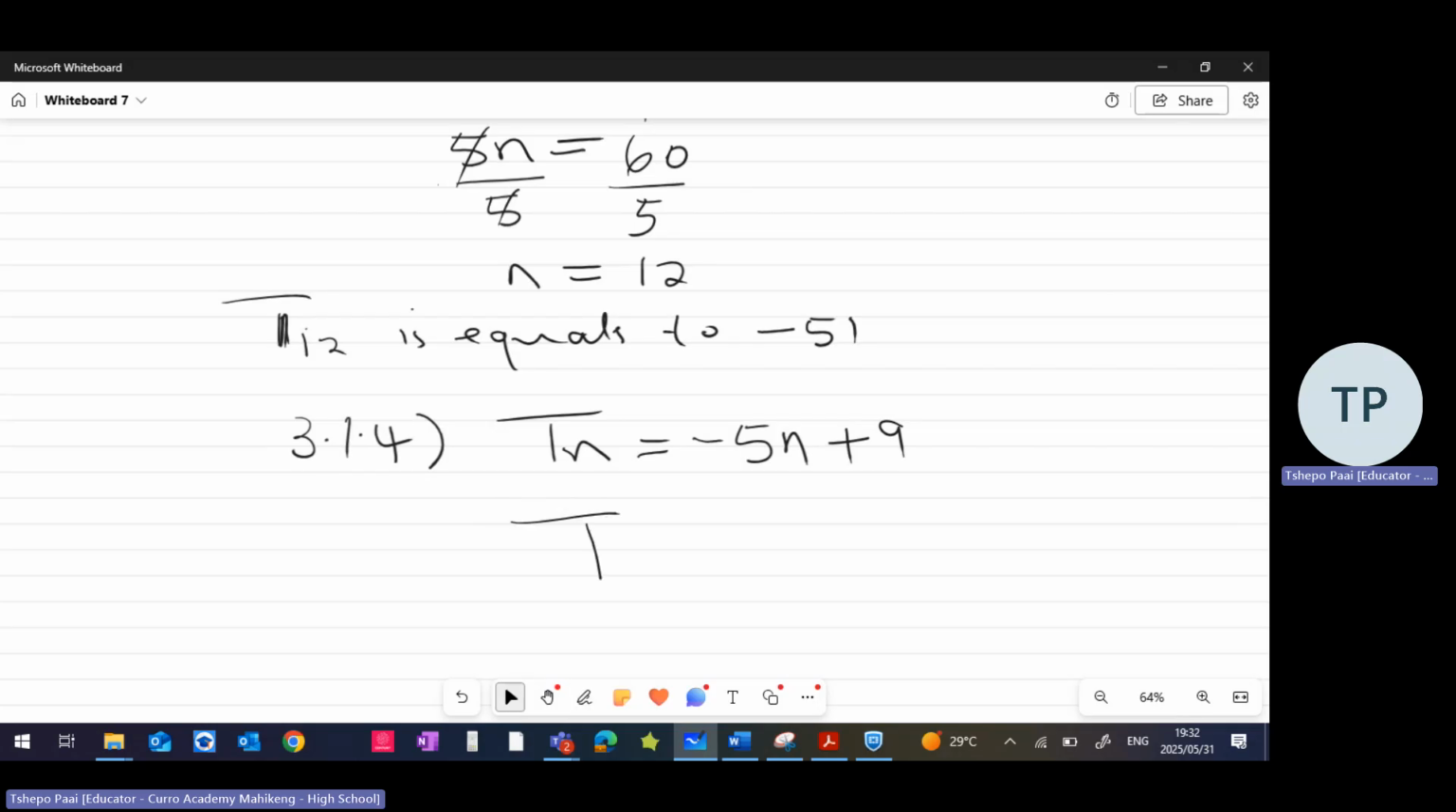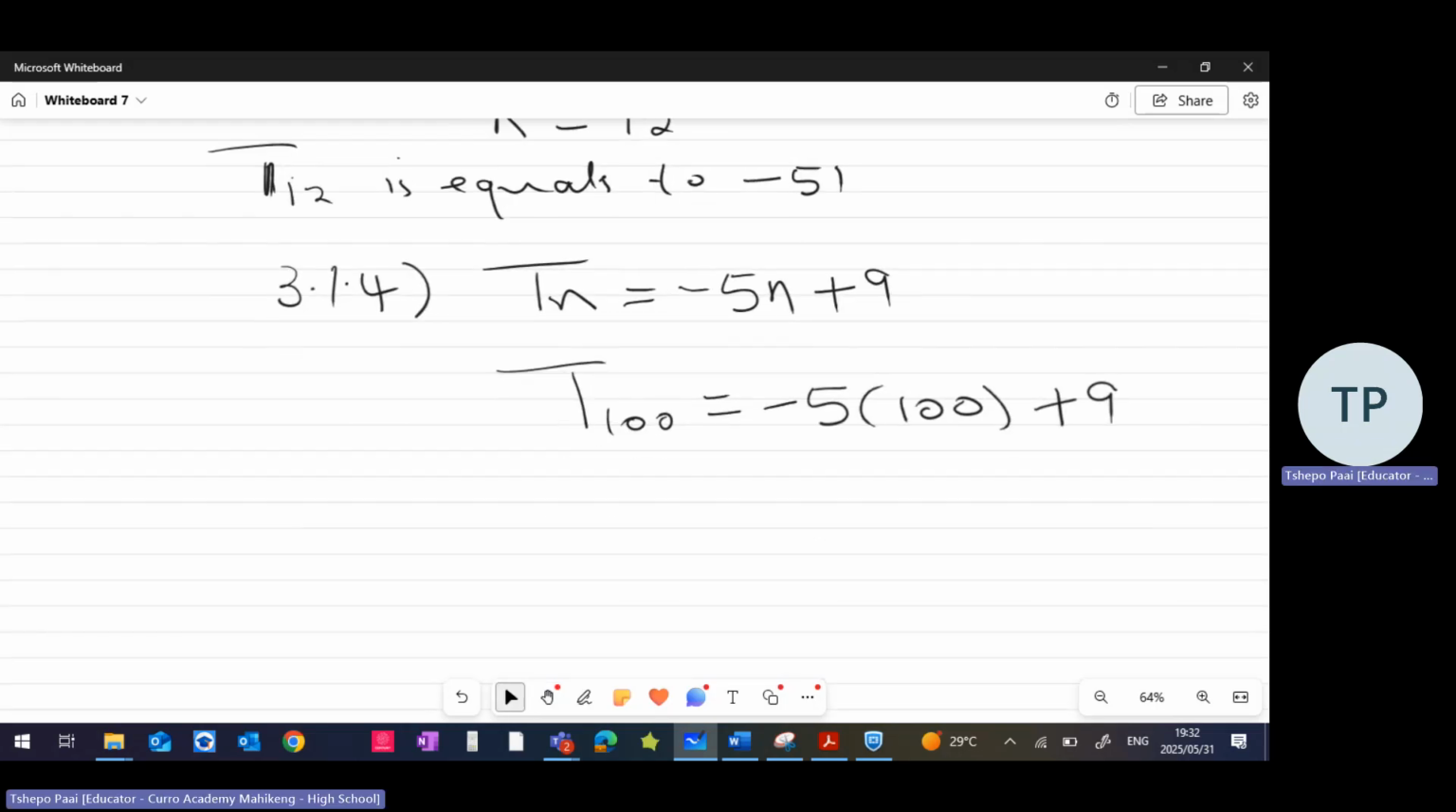So what I will do, I will go back to my general term. Where there is n, I will write 100. Then I have minus 5 times 100 plus 9. So minus 5 times 100 is going to be minus 500 plus 9. What will I get if I add plus 9? So minus 500 plus 9 will give me minus 401, which means term number 100 of this number pattern will be minus 401.